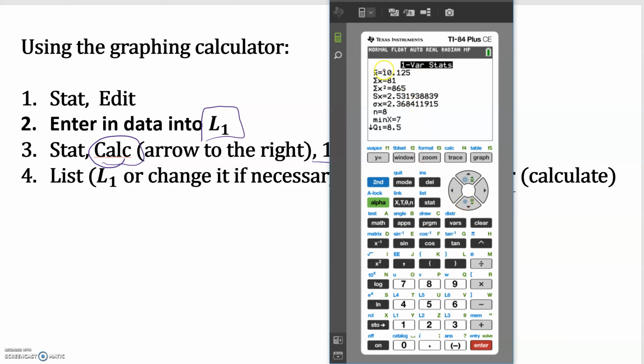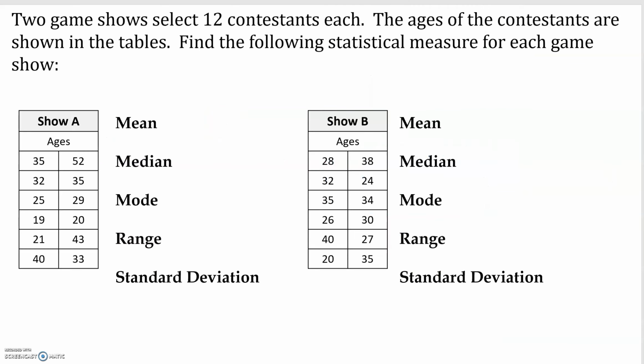Okay, remember that that top one is your mean. Here's your standard deviation of about 2.36. And it will also show you your median as well. So for our last examples, let's go ahead and utilize our graphing calculators. Remember that you guys have those on your devices, so if you need help getting that on there, let one of us know. Okay, it says 2 game shows, select 12 contestants each.